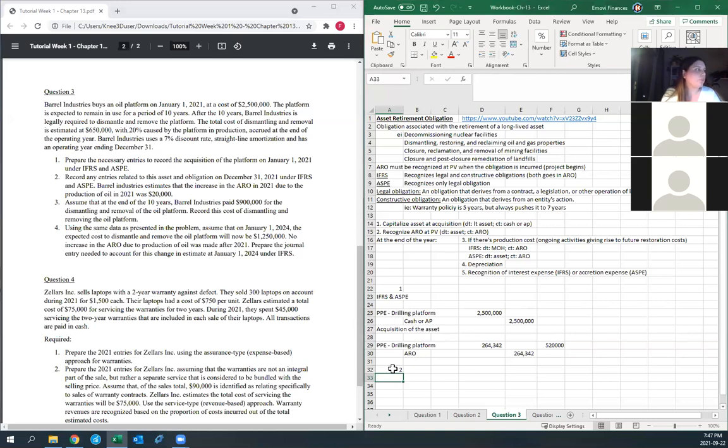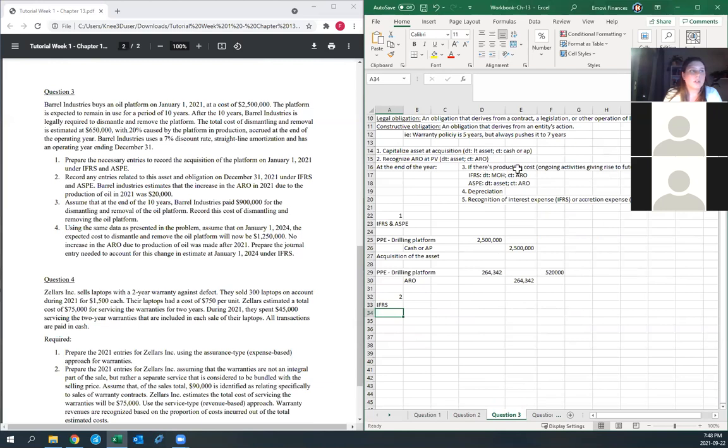Requirement 2, record any entries related to this asset and obligation on December 31st, 2021 under IFRS and ASPE. Beryl Industries estimates that the increase in the ARO in 2021 due to the production of oil in 2021 was $20,000. So under IFRS, if we look at my little steps here at the end of the year, it says that if there's production costs, you're going to have to record it. So under IFRS, production costs: your debit is going to be manufacturing overhead, and your credit is going to be to ARO. So you actually increase your ARO by $20,000.